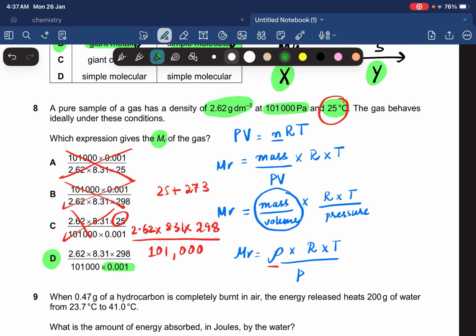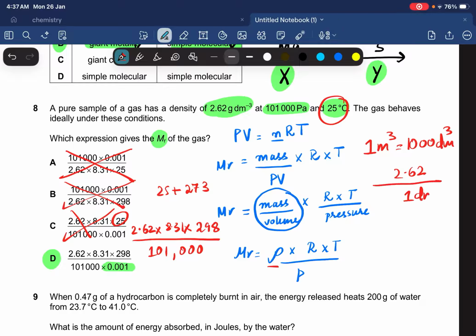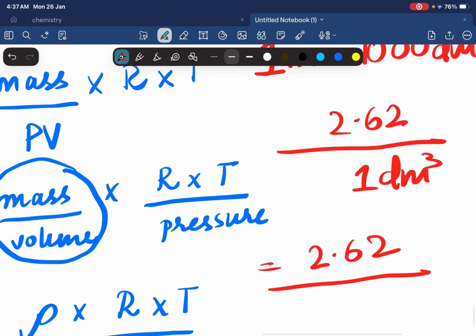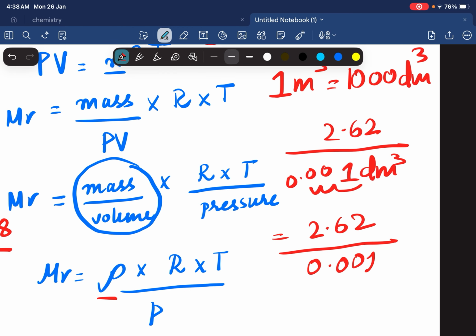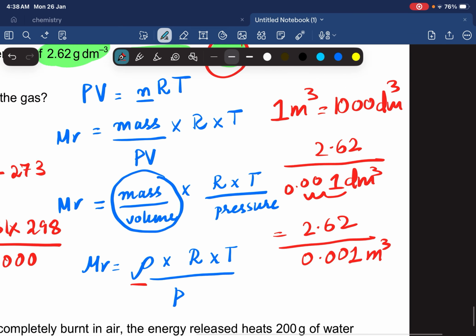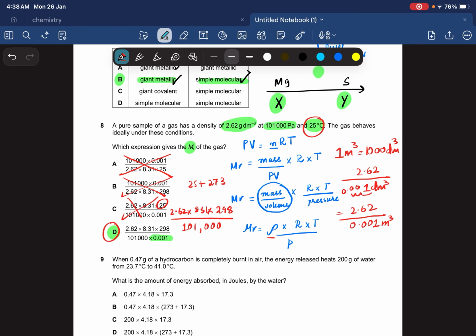Why is that so? Because you should know that 1 meter cube contains 1,000 dm cube. So 2.62 upon 1 dm cube basically means 2.62 upon how many meter cube? Convert this dm cube into meter cube, divided by 1,000, which gives 0.001 meter cube. Get it? That's why it's D.